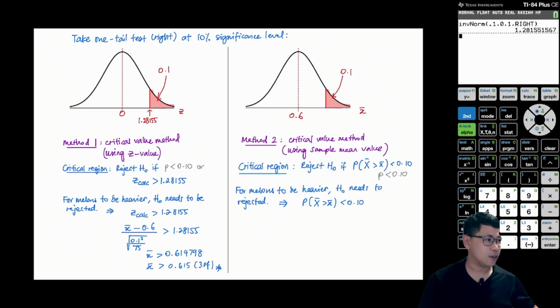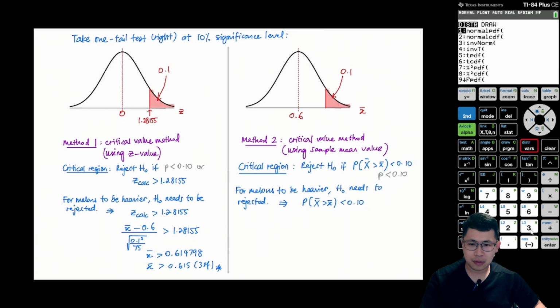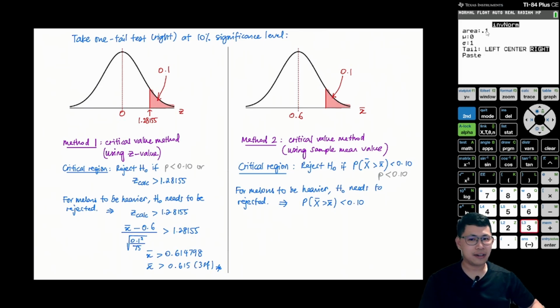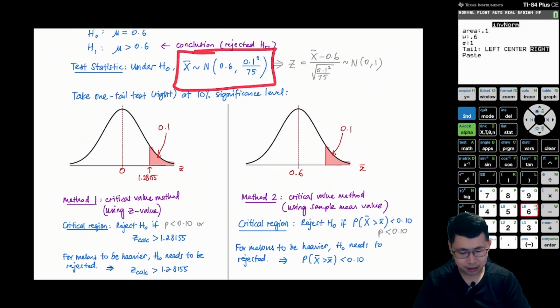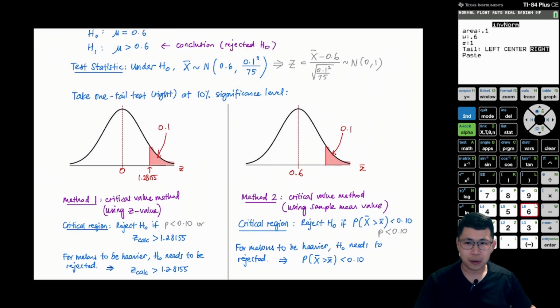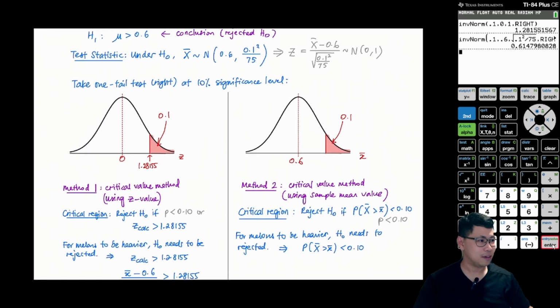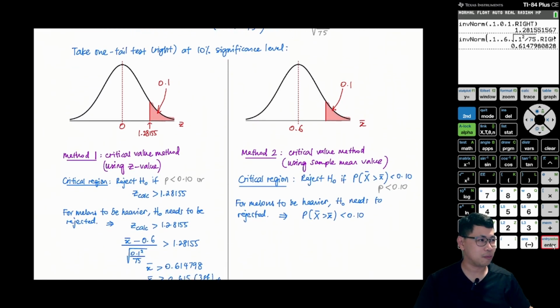Okay, and then using GC, how do we use GC to get past this? We look at the inverse normal. The area is still the same 0.1, but the mean now we need to change to the one in this distribution, because we're doing from here directly. So 0.6, and the standard deviation would be the square root of 0.1 square divided by 75. And this is a right tail test. Then we paste, and we will have something like this over here. You can see that it will tally with the previous answer.